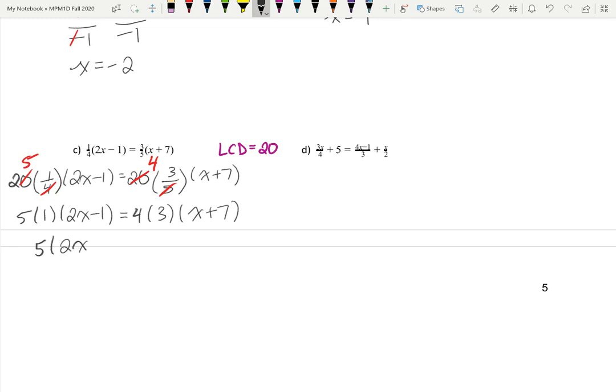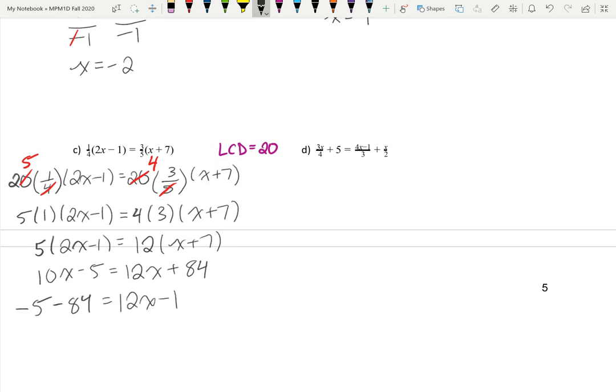5 times 2x minus 1 is equal to 12 times x plus 7. 10x minus 5 is equal to 12x plus 84. Negative 5 minus 84 is equal to 12x minus 10x. Negative 89 is equal to 2x. Negative 89 over 2 is equal to x. I can't reduce this fraction any further, so I'm just going to leave it just like that.